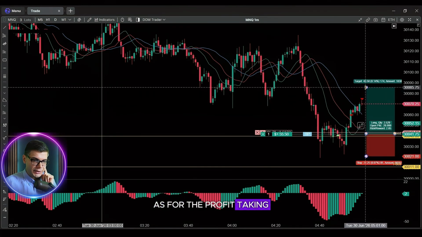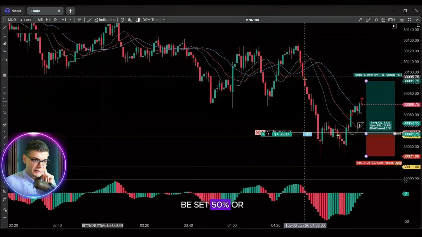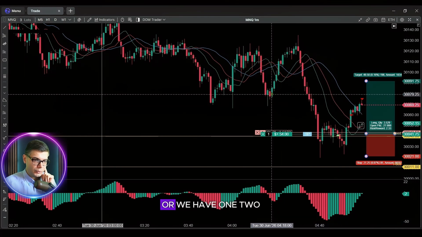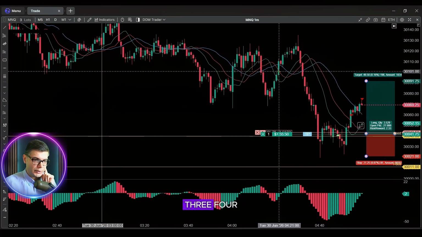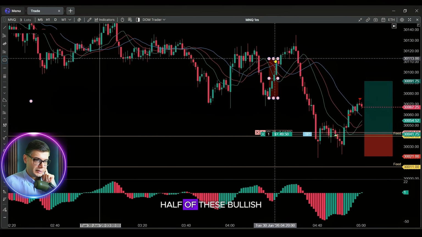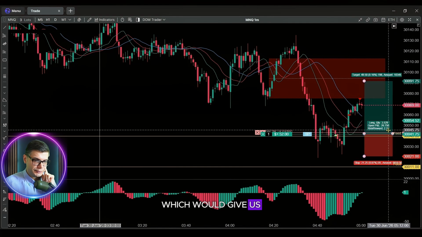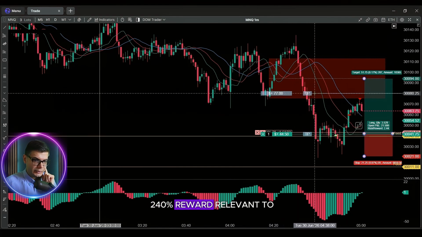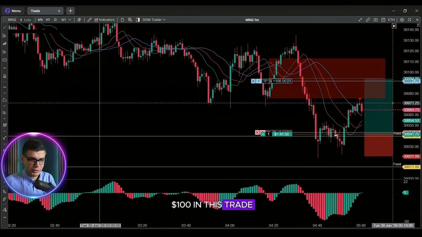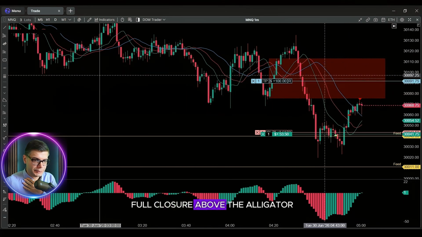As for the profit taking, the final target can be set at 50% or 75% of this bearish range, or we have 1, 2, 3, 4 bullish candles in here. They are trapped. Half of these bullish candles can be the final target, which would give us 240% reward relative to the risk. Let's make it a fixed $100 in this trade. Now we have a full closure above the alligator.